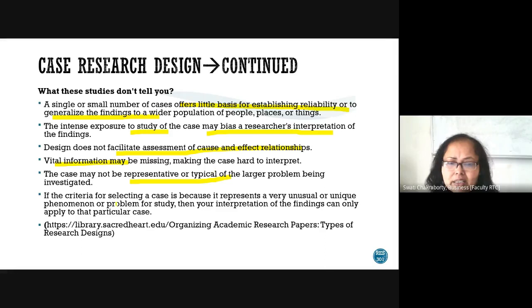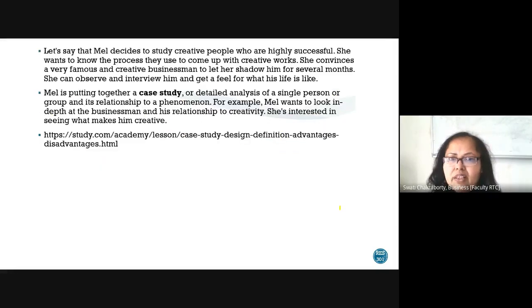And if the criteria for selecting a case is because it represents a very unusual or unique phenomena or problem for study, then what happens? Your interpretations in that case will be only applying to that particular case and it cannot be generalized, right?